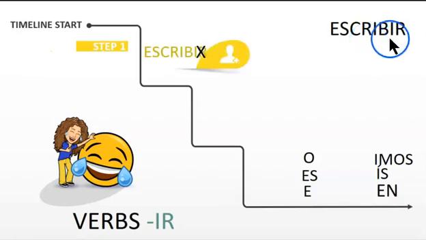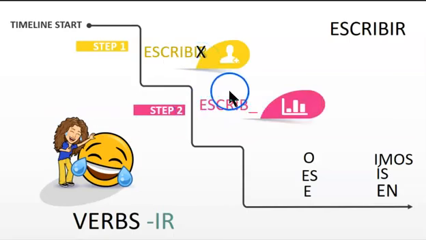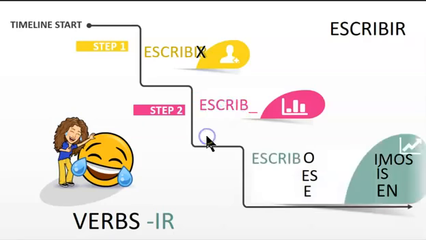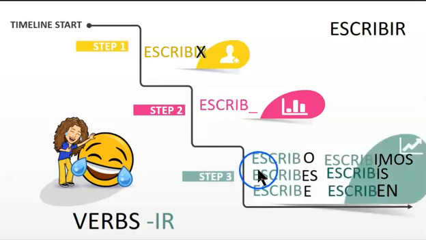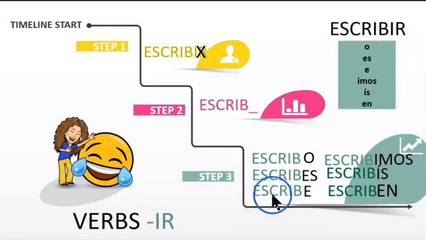The last ending that we have is IR. Step 1, escribir. We drop off the ending. We have the stem, escrib, and we add the endings. Yo escribo, tú escribes, él, ella, and usted escribe, nosotros escribimos, vosotros escribís, ellos, ellas, and ustedes escriben.